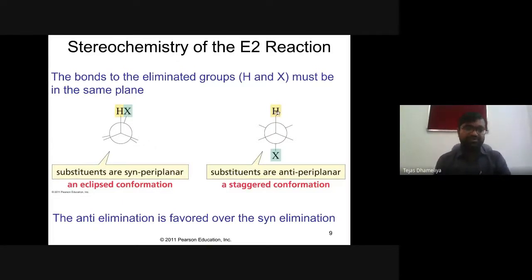So two conformations are there, syn periplanar and anti-periplanar. Out of these two, the anti-periplanar or staggered conformation is considered highly preferable for an elimination reaction. Now I can discuss why this anti-periplanar conformation is more stable or more preferred for elimination.